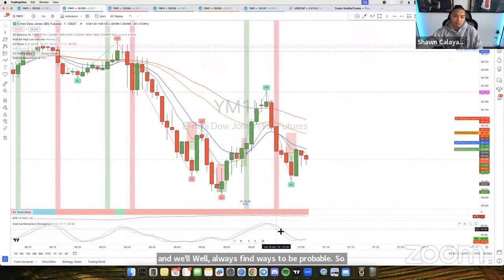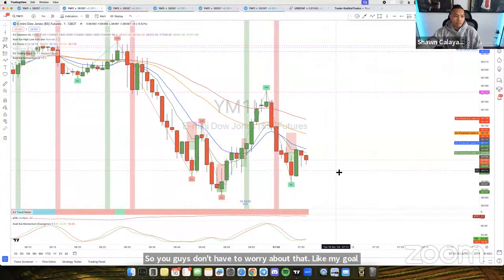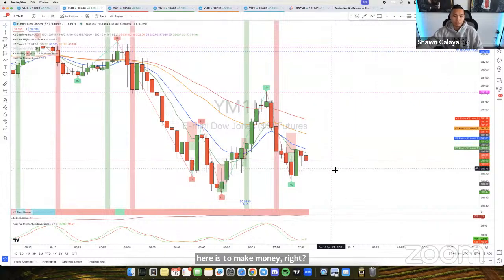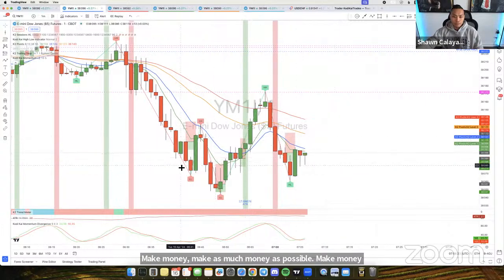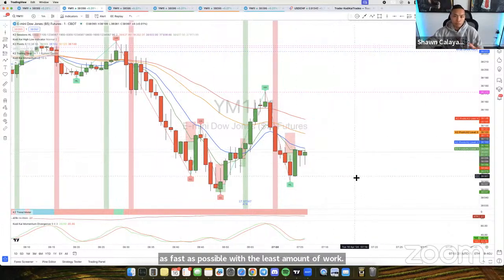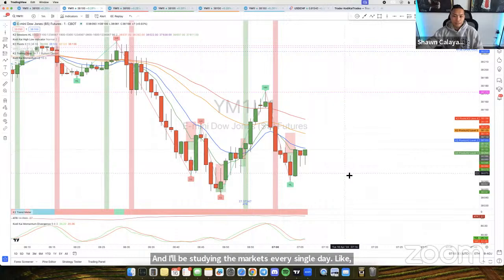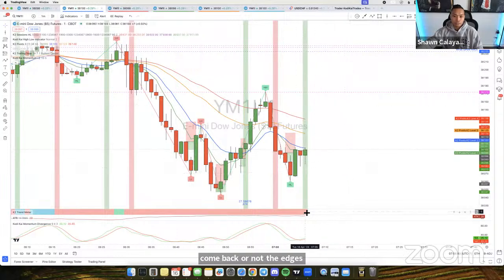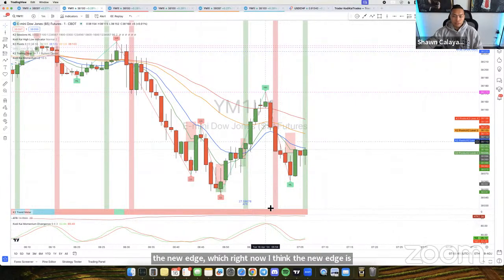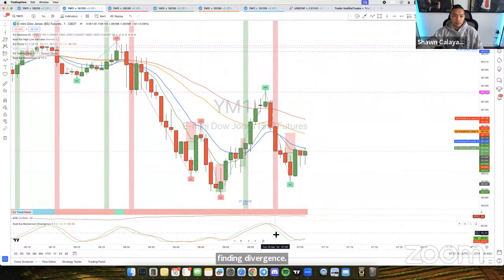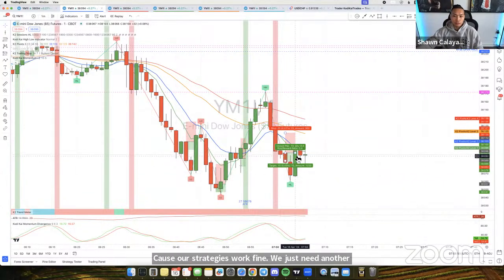My goal here is to make money, as much money as possible, as fast as possible, with the least amount of work. So I'm always going to find an edge between 6:30 and 7:40. That's the time where I want to trade, and I'll be studying the markets every single day until we find that edge. Either the edge is going to come back, or we're going to adapt to the new edge, which right now I think is finding divergence. Our strategies work fine. We just need another confluence to confirm our entry.